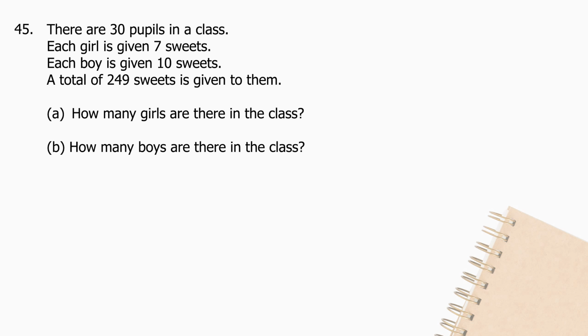Question 45. There are 30 pupils in a class. Each girl is given 7 sweets. Each boy is given 10 sweets. A total of 249 sweets is given to them. A. How many girls are there in the class? B. How many boys are there in the class?